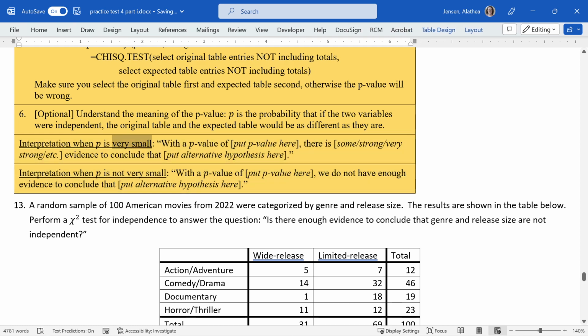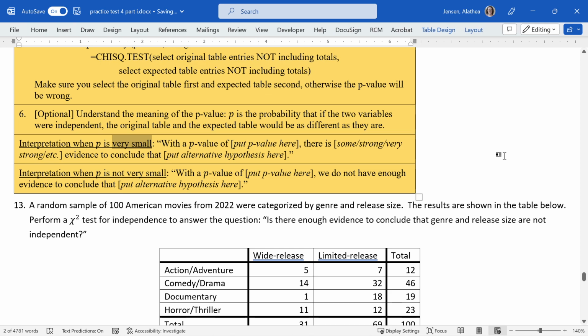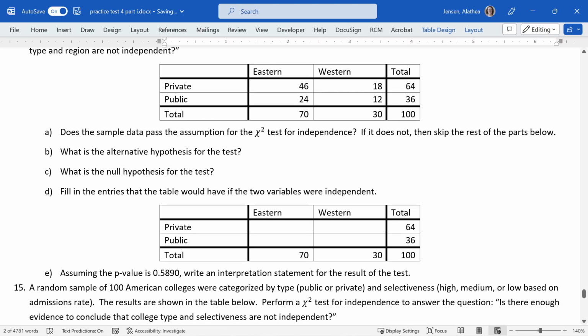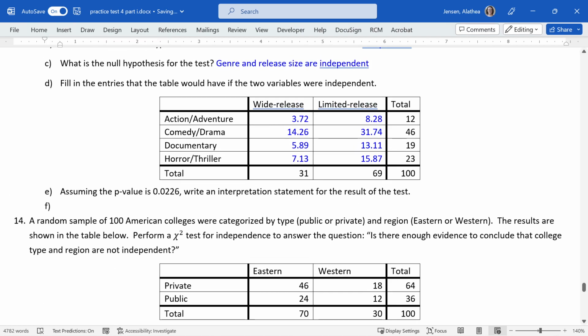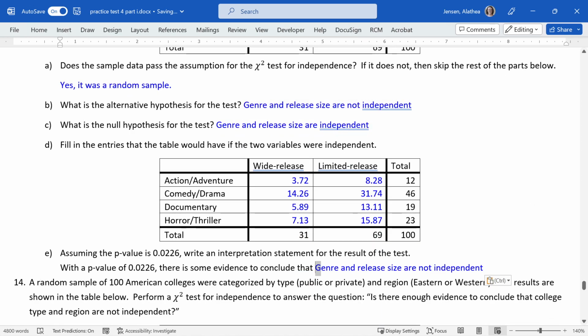So in terms of what is very small, it is at least less than 5%, and some people require it to be even smaller than that. Only you can make up your mind what is very small, but broadly speaking, 5% would be the cutoff for most people. All right, so for the interpretation part right here, this is 2.26%, so I'd say it's okay. It's some evidence, I guess, is the adjective I would pick. So with a p-value of 0.0226, there is some evidence to conclude that, and then I'm just going to paste my alternative hypothesis. Genre and release size are not independent. Okay, so that is it.